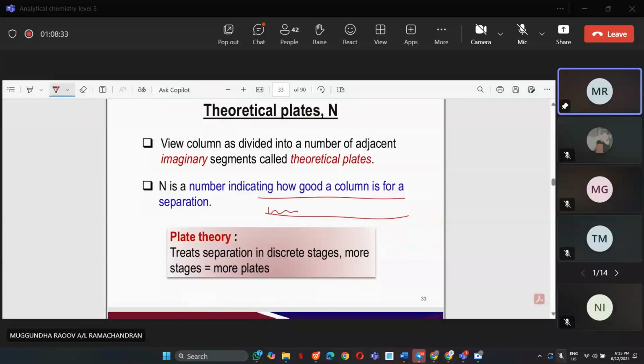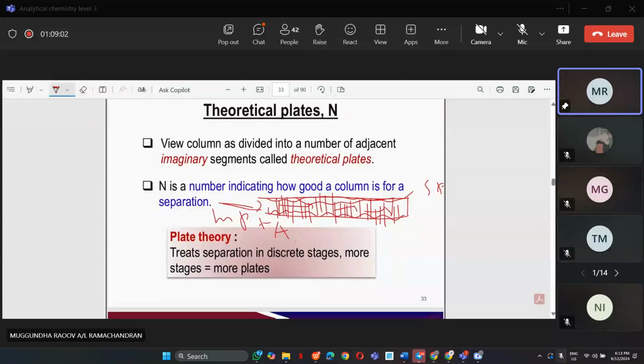Our column, as I told you, this is your stationary phase. Up and down is your SP, the stationary phase. Your mobile phase will bring your analyte and flow through this. So class, the stationary phase column, we will say, is divided like a partition.